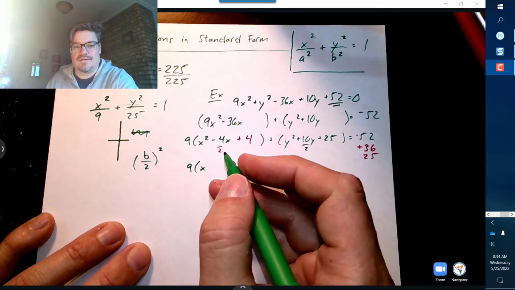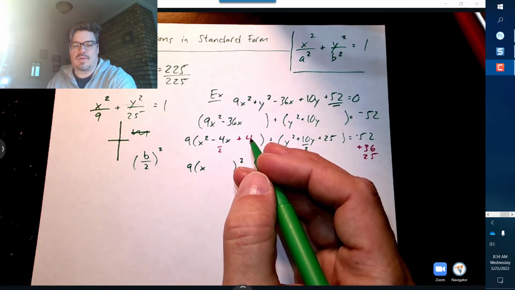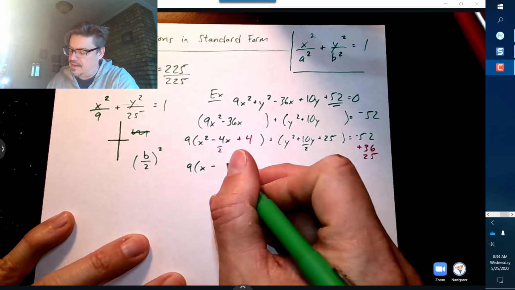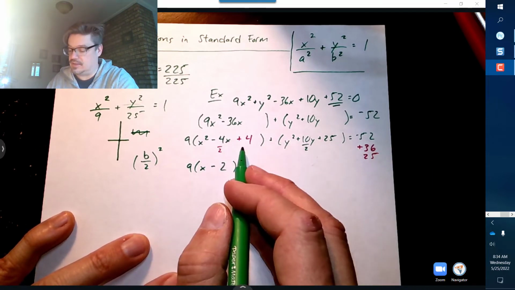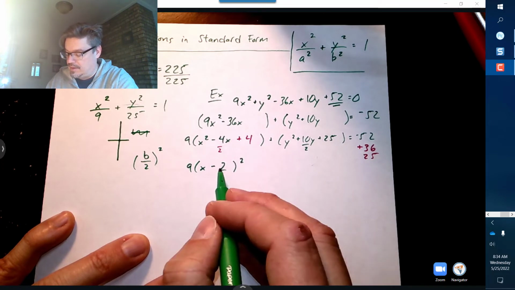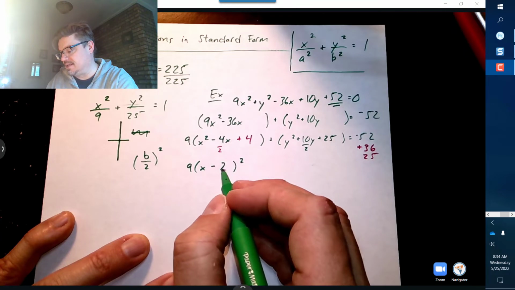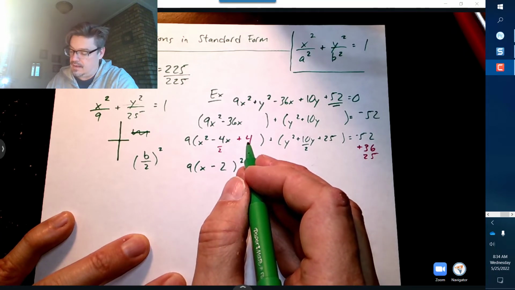So try to think of what perfect square trinomial is going to be created by introducing the 4. And it's actually got to be a -2. Because if I were to FOIL this out, I'd get a -4 in the middle, and then I'd get a +4 at the end. Right.